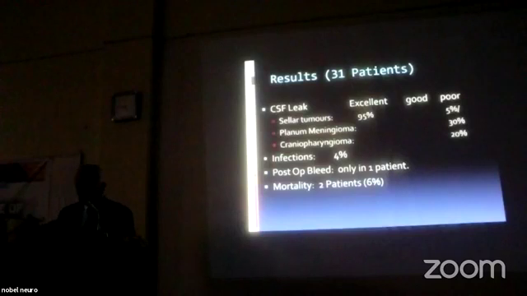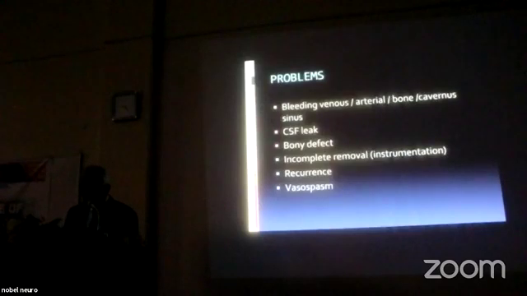This is about 3 years back, the results of 31 patients, CSF leak. In sellar tumors, there was no leak in 95% of patients, but there was 5% who had a leak. In planum patients, there were 30% who initially had a leak. So with craniopharyngioma and planum meningiomas, even small meningiomas, one must understand that there is going to be a CSF leak, and you should know how to reconstruct the base. Infection in 4 patients, post-operative bleed in only 1 patient, and 2 patients died in our series. The problems: bleeding, venous, arterial, bone, cavernous sinuses, CSF leak, bony defect, incomplete removal because of poor instruments, and recurrence and vasospasm.